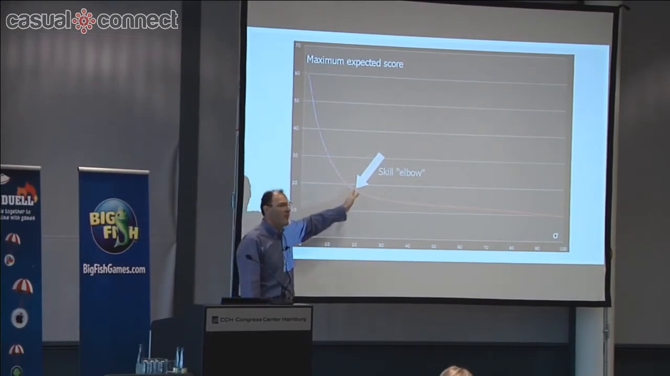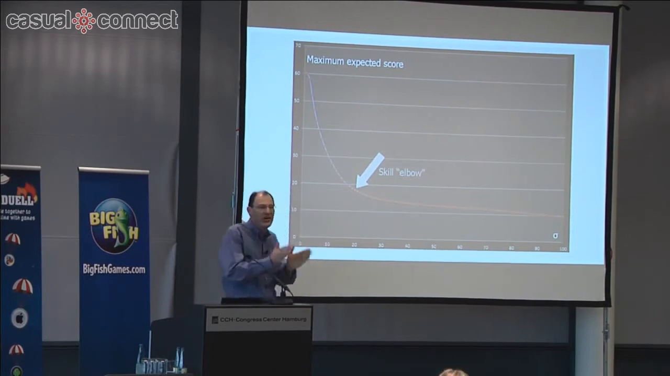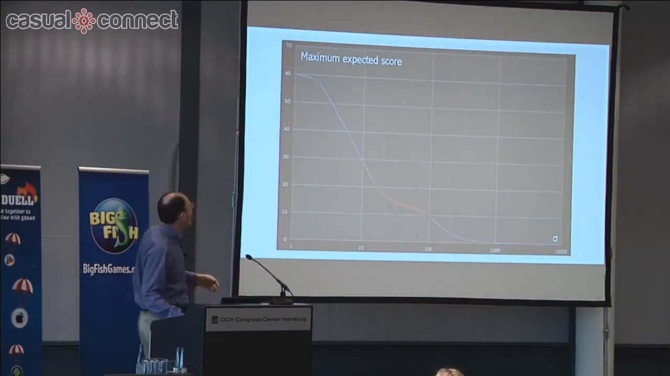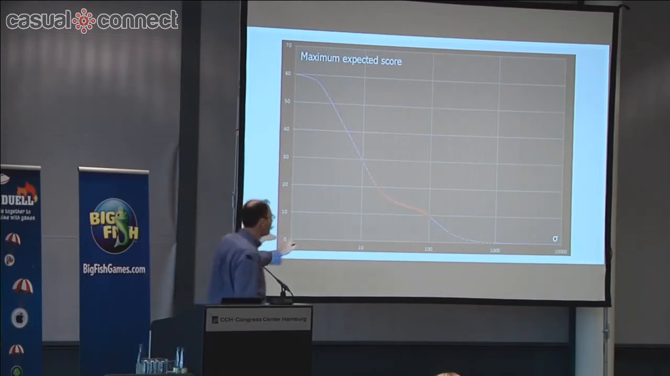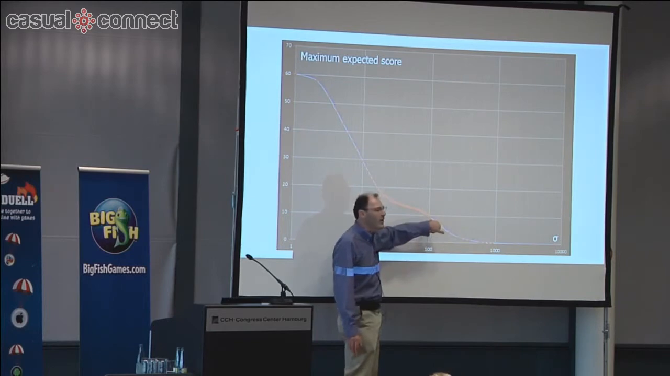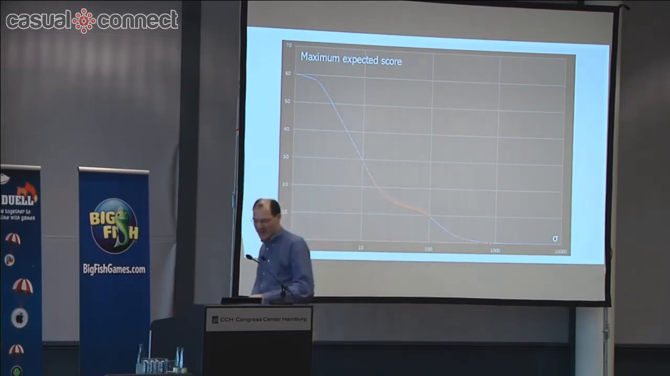So there's a certain point where, if you cannot reach a certain accuracy at darts, there's really no point in playing. And this shows you the point where it tips off and asymptotes to zero. This is where you start to miss the board and don't get very many scores at all.